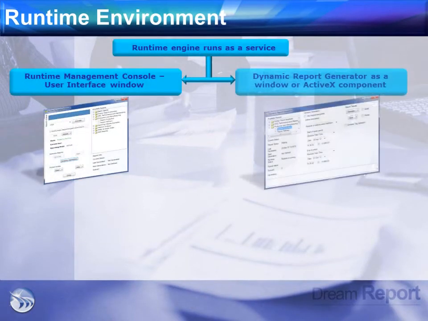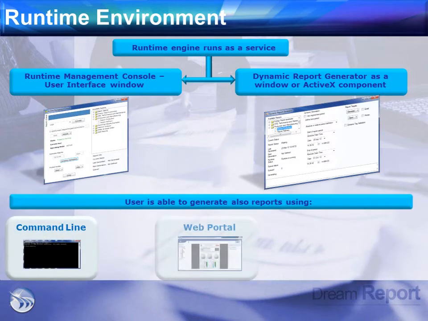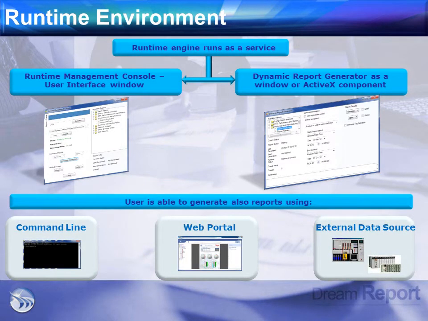When your reporting project development is completed, it's loaded in the runtime agent, which executes all tasks and generates reports. The runtime agent itself can run as a service or as an application. Dream Report provides a user interface window called Runtime Management Console, which enables users to control local or remote running projects, for example, start, stop, or reload projects. Dream Report also has Dynamic Report Generator, which enables users to select any report in real time, select a dynamic time period or desired batch ID, and generate that report for the selected period.